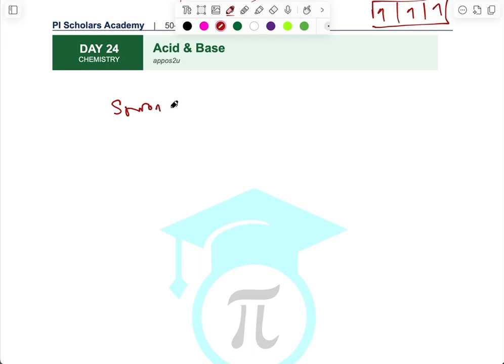Now, strong versus weak. When is an acid said to be strong? An acid is said to be strong if it is fully dissociated in water. If it is fully what? Dissociated in water. That is, it is completely ionized in water. So you have HCl, fully dissociated, you have H plus and you have what? Cl minus. But if it is weak, it is only partly ionized.